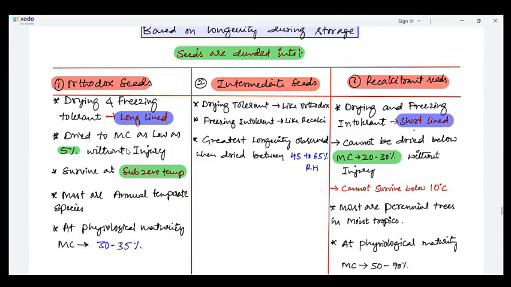These orthodox seeds can be dried to a moisture content as low as 5% without causing any injury, and they can also survive sub-zero temperature. So this is the freezing temperature, and this is the drying condition. Both can be survived by orthodox seeds. These are mostly temperate crops or temperate species.